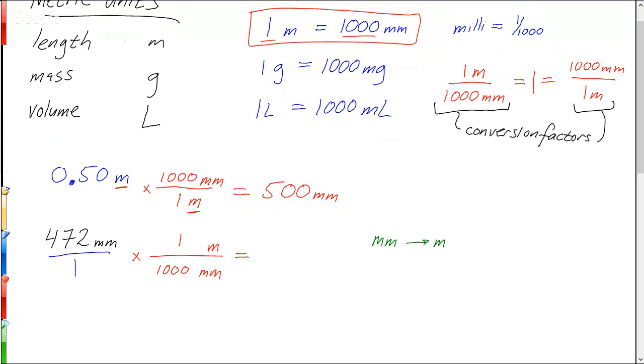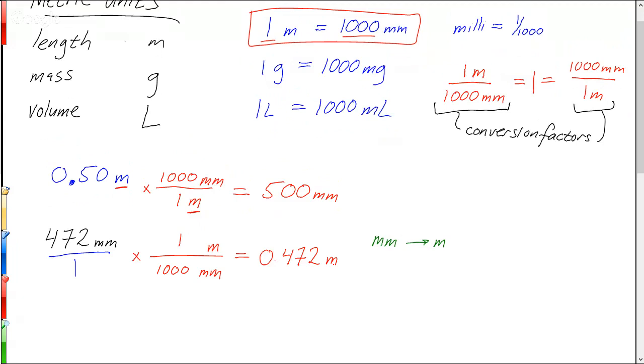All right, so to evaluate something like this, we multiply by the tops. All the things on the top get multiplied together, and then we divide by everything on the bottom. That's what the fraction line tells us. So in this case, we would say 472 times 1 is 472, and we divide that by 1 times 1,000, or we can just ignore the ones and say this is going to be 472 divided by 1,000. So if we do that calculation, we get 0.472 meters. Okay, and we've converted millimeters to meters.